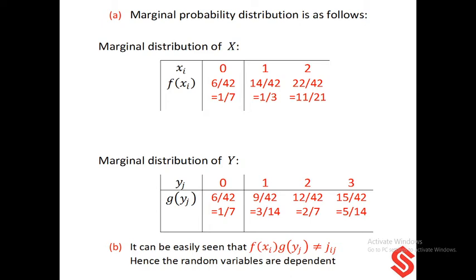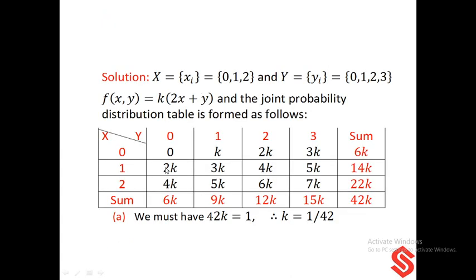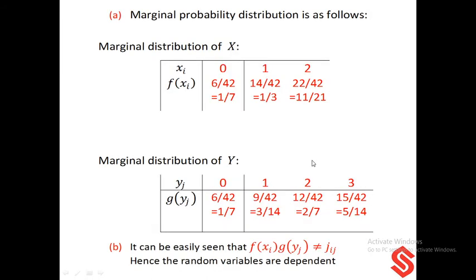Next, let us obtain the marginal probability distribution of x and y. So the marginal distribution of x, xi and f of xi. You know the values of xi, that is x1 is equal to 0, x2 is equal to 1, and x3 is equal to 2. Then f of x1, by adding the first row values and substituting k, we will get f of x1 that is 6 by 42 is 1 by 7, f of x2 is 14 by 42 is 1 by 3, and f of x3 is 22 by 42, 11 by 21.